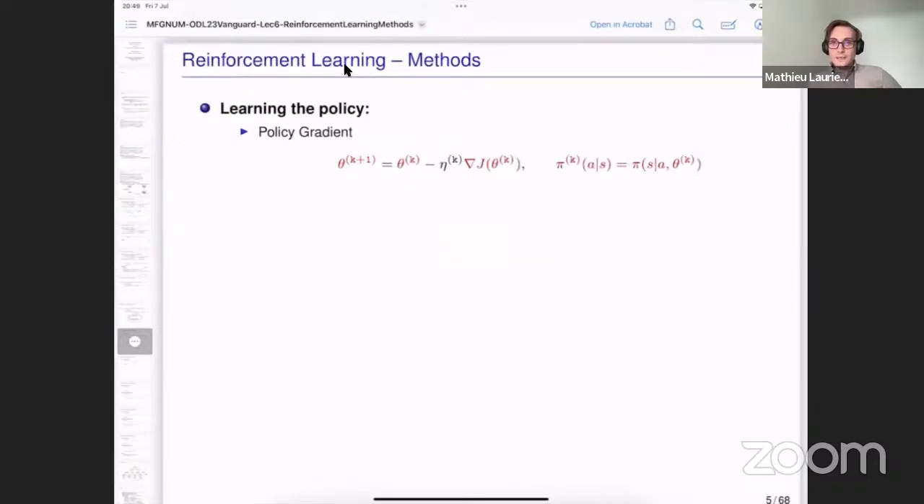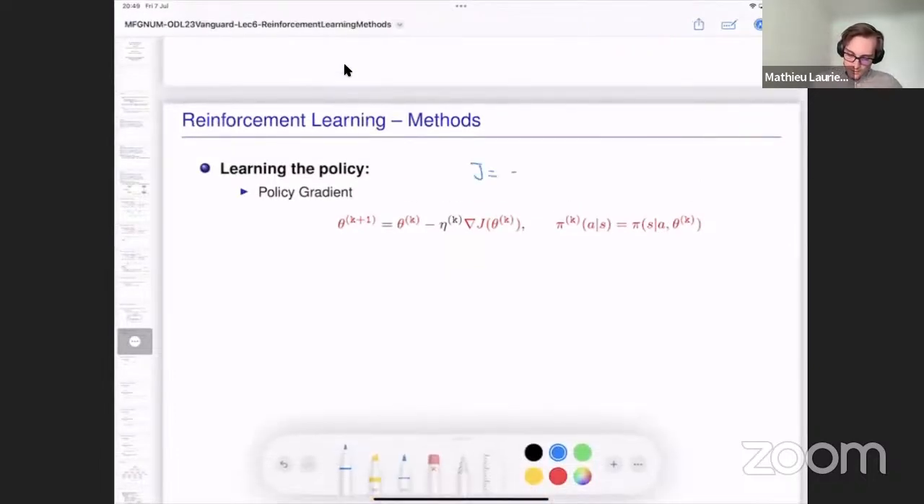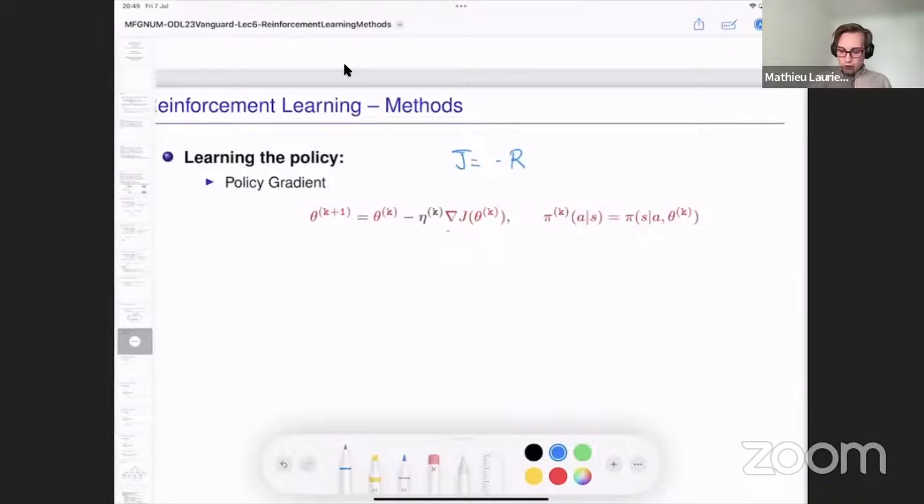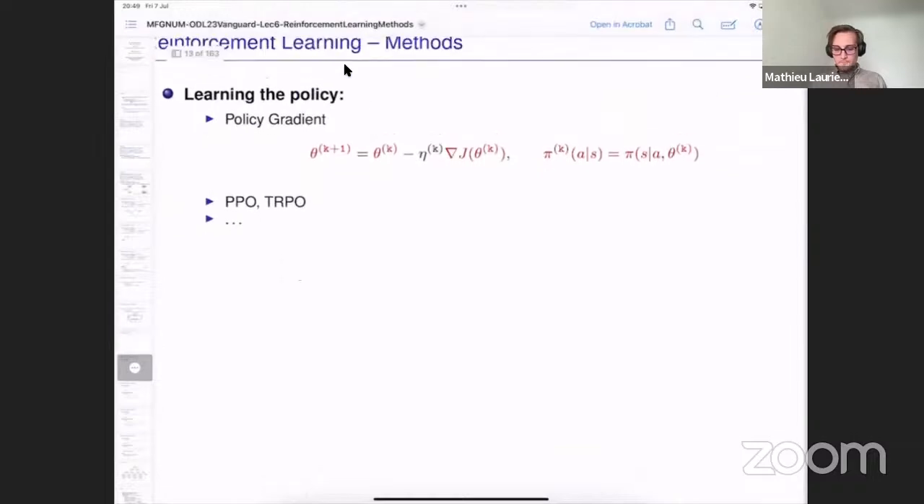So there are several classical algorithms. One of them is policy gradient. So the idea is you look at J. So here for me, J is equal to minus R, minus the reward. So I want to minimize J, or I want to maximize the reward. And I can do gradient descent, provided I know J. If I know J, I can compute this gradient exactly, or maybe I can do a stochastic gradient descent version. But in general, we don't know J, so we have to do some approximation.